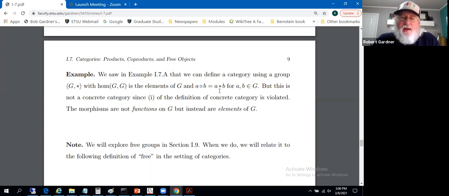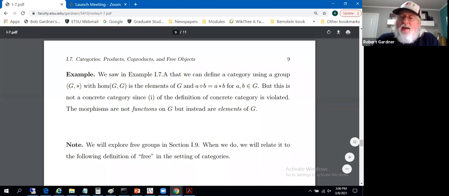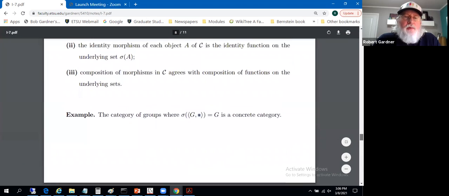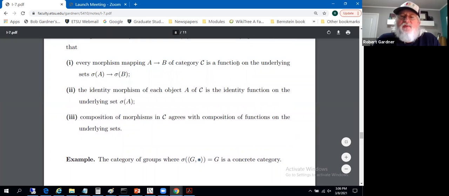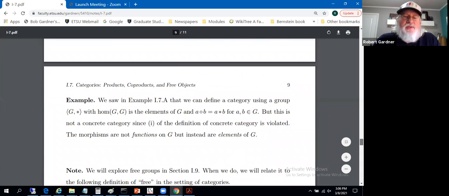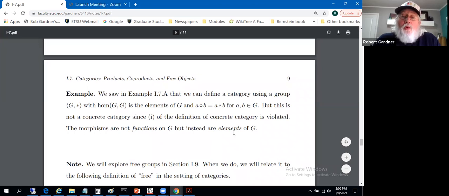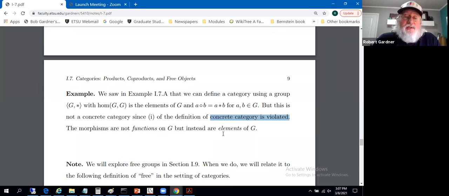But that's not a concrete category. The first part of a concrete category required the morphisms to be functions. Here, in this example, the morphisms aren't functions, they're actually elements of the group itself. So we don't have a concrete category in this particular example. The morphisms are elements of the groups themselves, not functions on the elements of the group. So that gives an example of a category that's not a concrete category.